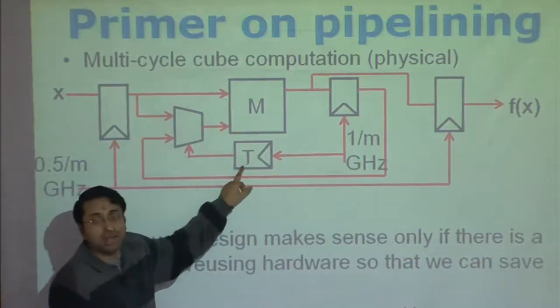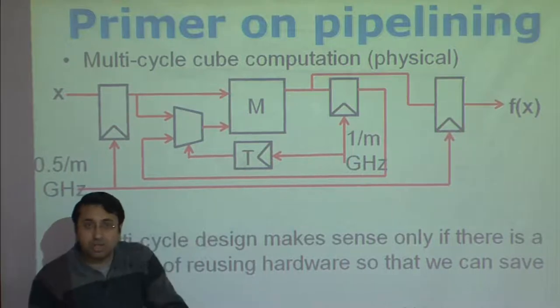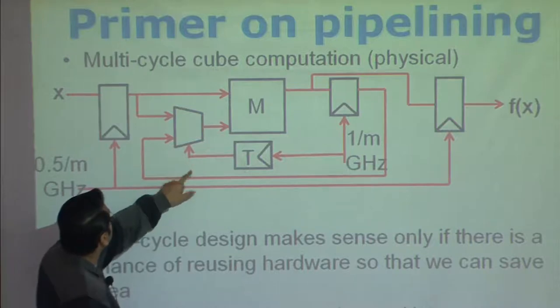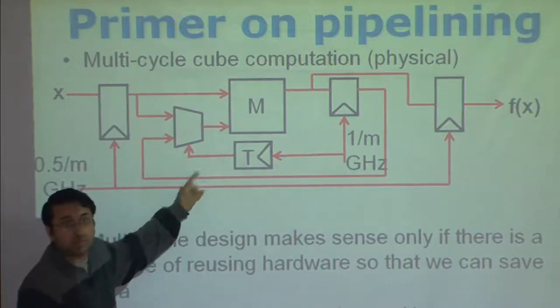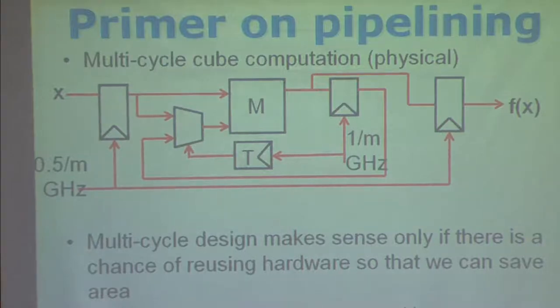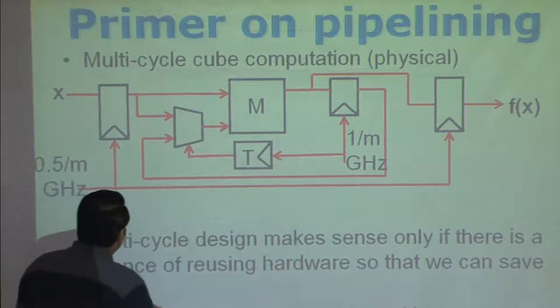And this is a toggle latch, which will keep on toggling at every cycle. Okay, 0, 1, 0, 1. So whenever this goes 0, it will pick up x. Whenever this goes 1, it will pick up x squared. Okay, alright? So that's the sequencing logic I was talking about. So otherwise everything else remains unchanged.